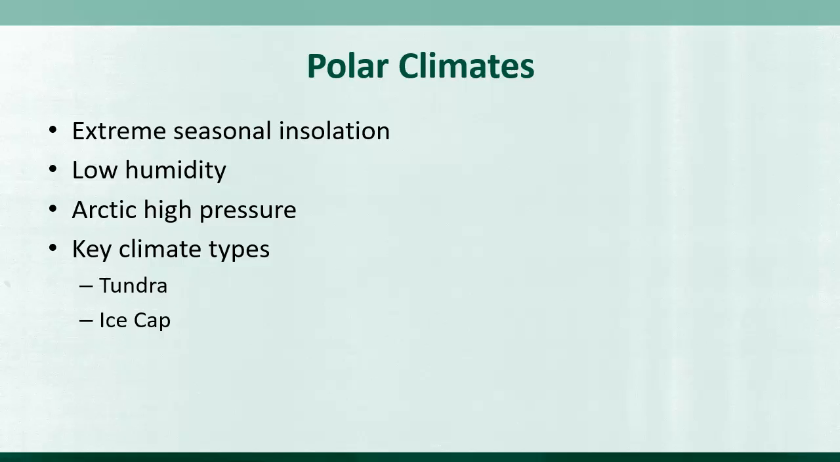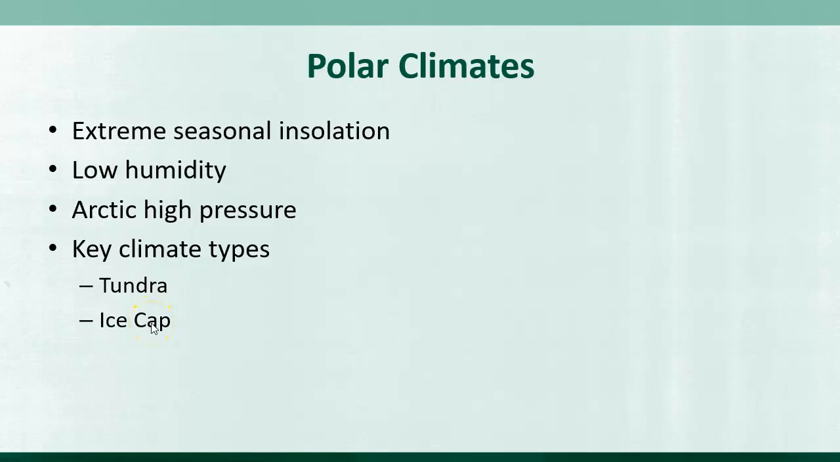These are areas with extreme seasonal insolation, very low humidity. And as a result of all the Arctic high pressure that we have in these areas, they are very dry and very cool as well. They do have warmer temperatures in the summer, but because the quality of the light is so poor, they tend to be relatively cool. And these include both the tundra climates and also the ice cap climates.